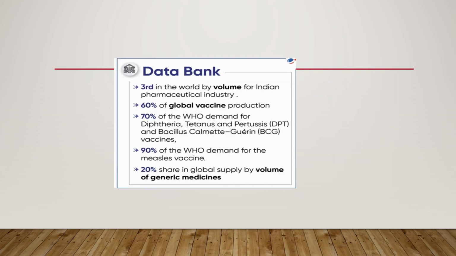About the data bank, India is third in the world by volume for the Indian pharmaceutical industry. 60% of the global vaccine production, 70% of the WHO demand for diphtheria, tetanus, and pertussis, DPT, and Bacillus Calmette-Guerin, BCG vaccines, 90% of the WHO demand for the measles vaccine and 20% share in global supply by volume of generic medicine.